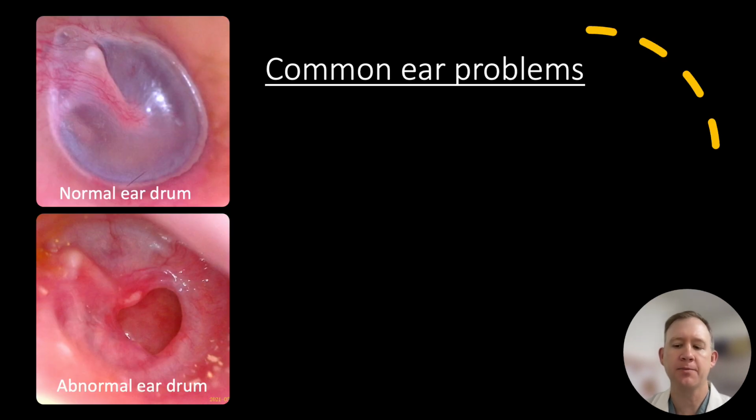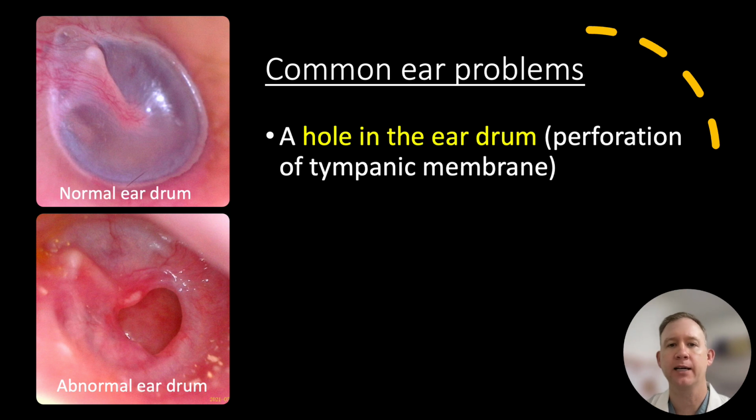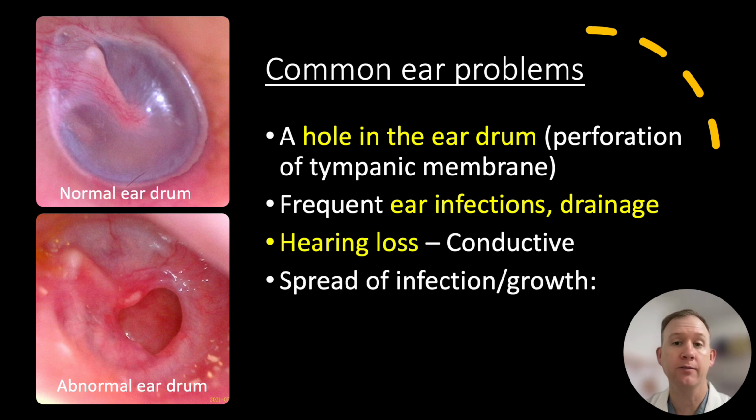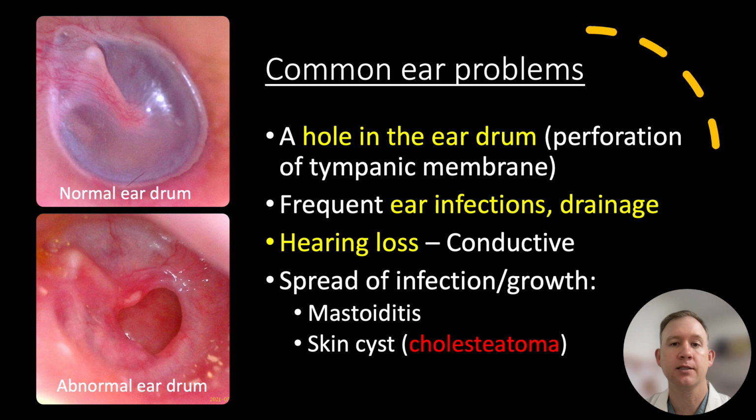So some common ear problems that we tend to encounter are things like having a hole in the eardrum, having frequent ear infections or drainage out of the ear, having a type of hearing loss that we call a conductive hearing loss, or having a spread of infection or growth. And a spread of infection could be mastoiditis, and a growth could be cholesteatoma. These are all things that would require surgery on the eardrum and the mastoid.